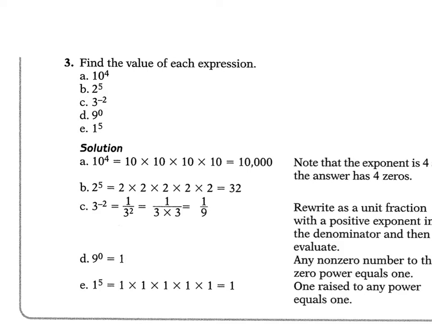Then we have D, which is 9 to the power of 0. That's just 1. Remember, any number to the power of 0 is 1. And then E is 1 to the fifth power. And remember, 1 to any power is 1.